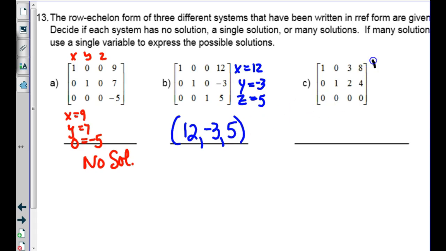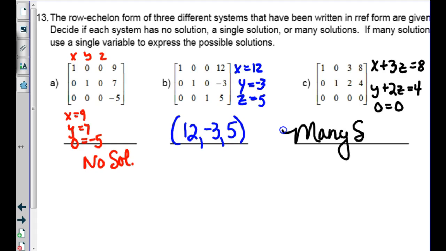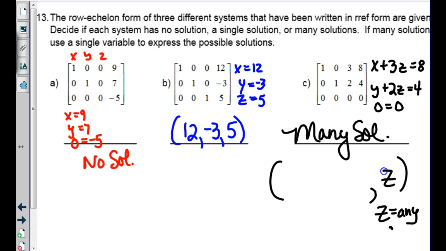This equation says x plus 3z equals 8. This equation says y plus 2z equals 4. And this equation says 0 equals 0, which means there are many solutions, because that's true. Then you have to write them all. What are you going to write them all in terms of? What letter do they have in common? Z. So you're going to say Z could be any number. Now, this is where students get confused. I want something with a Z here and something with a Z here.